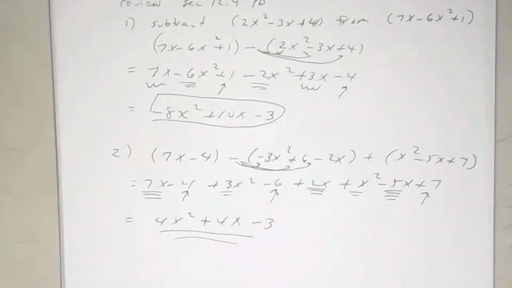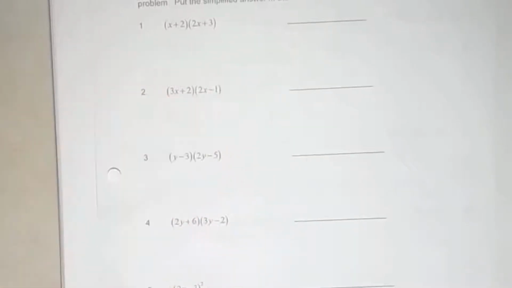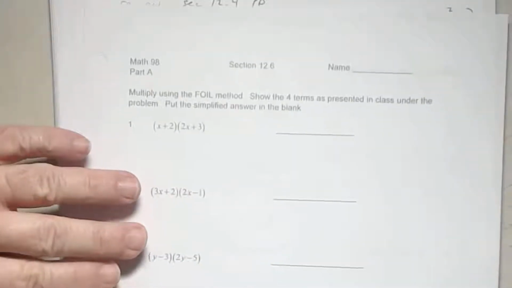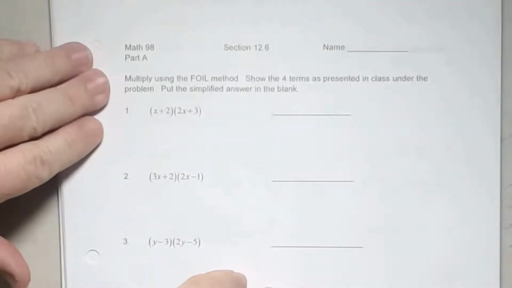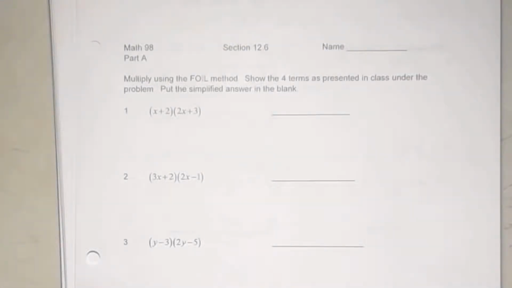Okay, the next thing I want you to take out is 12.6 part B. I'm sorry, 12.6 part A. 12.6 part A. Take that one out. Okay, that was where we started talking about the FOIL method. All right, so remember, FOIL: first, the O stands for outer, I stands for inner, and L stands for last.